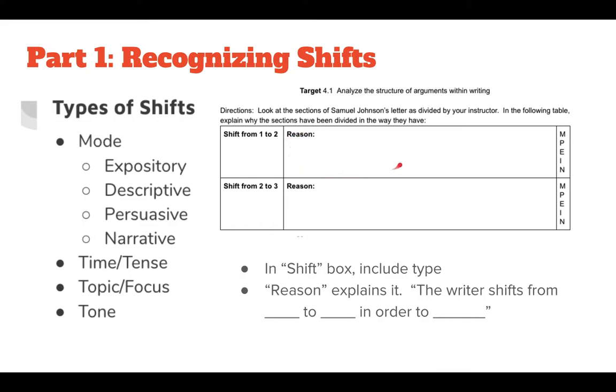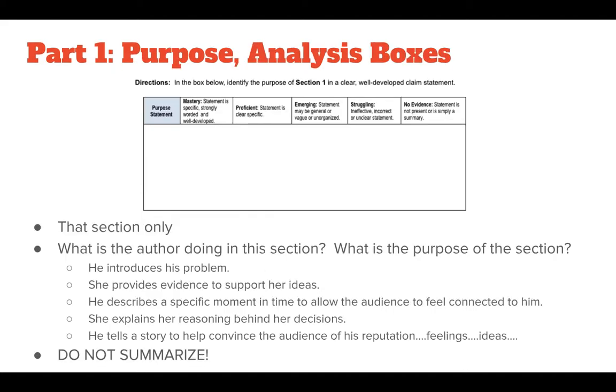And in this box is the reason why you believe they have shifted in tone. So you see right down here, shift box, you just write the type, mode. In the reason box, you say the writer shifts from expository mode to persuasive mode in order to convince his audience that blah. Okay? Recognizing shifts.